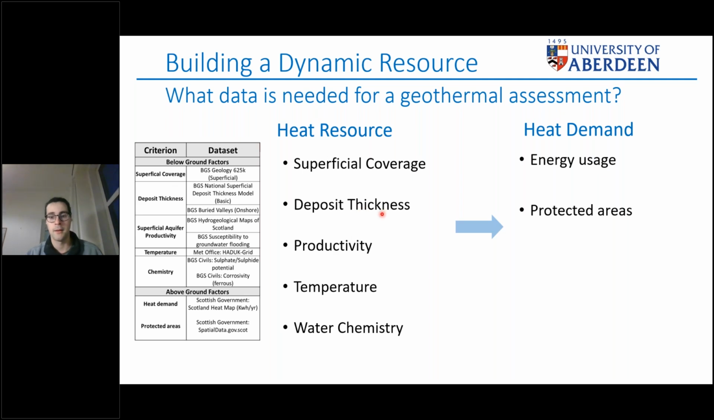And those key criteria can roughly be split into sort of heat resource criteria. So these are effectively hydrogeological factors, such as where are your superficial aquifers, and how deep are they, and how productive are they, and how warm are they, and what's their sort of groundwater chemistry like. And then on the other hand, you have your heat demand, which is effectively energy usage, and that can also be impacted by sort of protected areas.